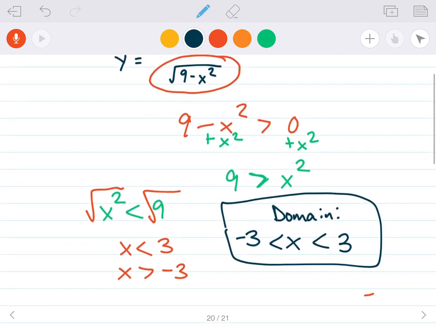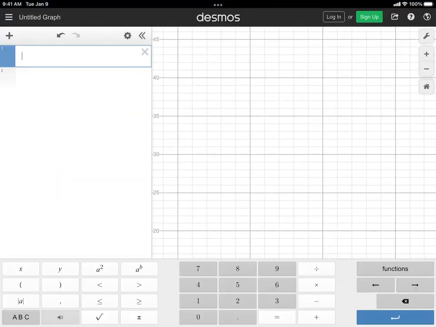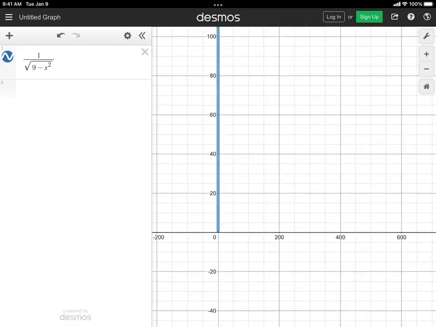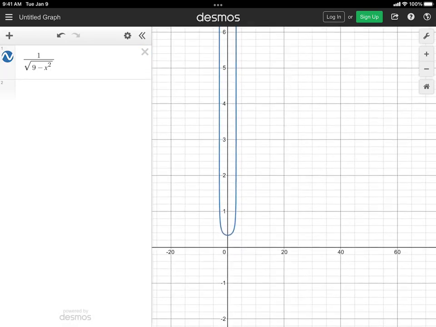And my range, I can just use the graph, okay? So I'm going to put 1 over square root of 9 minus x squared into Desmos. Okay, and so we have this weird kind of U shape, right? We can see that the lowest value happens at 0, right? And yeah, so that output is 0.333.